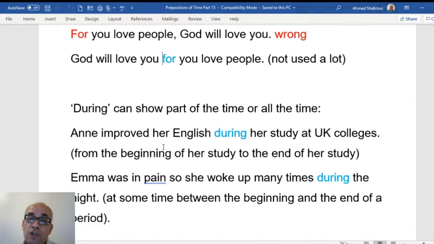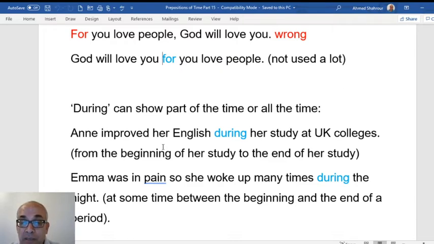During can show part of the time or all the time. So if I say, Anne improved her English during her study at UK colleges, what is the meaning? It means from the beginning of her study to the end of her study. From the beginning of the study to the end of the study, Anne improved her English.